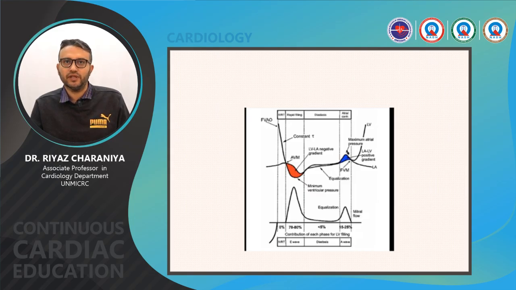And then there is a phase of equalization of LA and LV pressures, and then a final phase of atrial contraction where the LA pressure increases and the final emptying of the LA happens. The early rapid filling is responsible for 70 to 80% of the LV filling, then there is a phase of diastasis, and finally the atrial contraction. If you see the Doppler flow across the mitral valve, the E wave is the early rapid filling, then there is a phase of diastasis, and finally you get the A wave, which is the wave of atrial contraction.